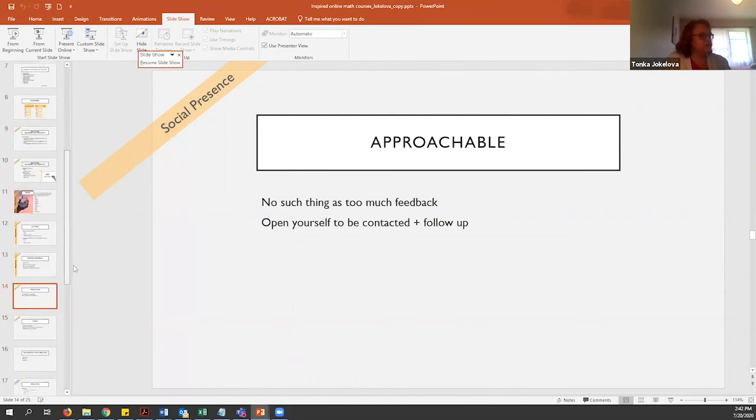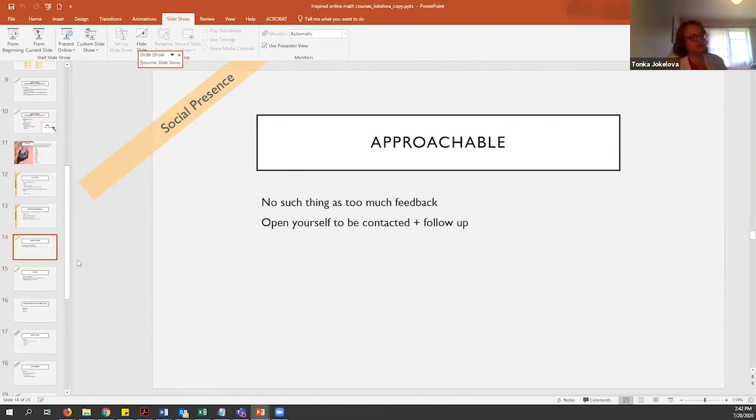The second topic in the social presence column that we saw was: make yourself approachable, but not only be approachable, also show them that you are approachable, so that it's easy for them to ask questions and easy for them to be engaged with you. When you are providing feedback to your students, there is no such thing as too much feedback. When it comes to online classes, there's no such thing. A lot of feedback is always great in online courses, so provide a lot of feedback.